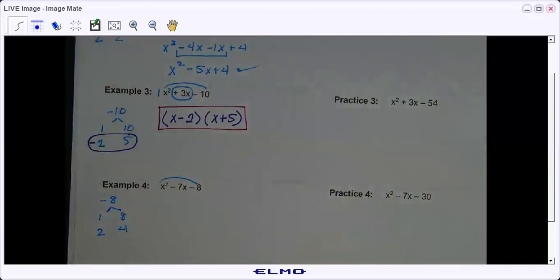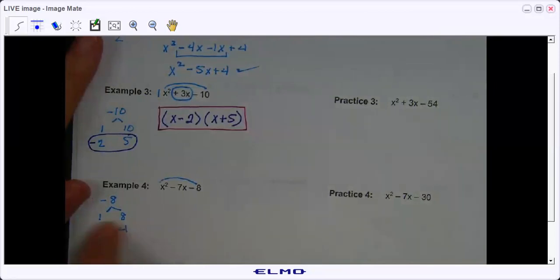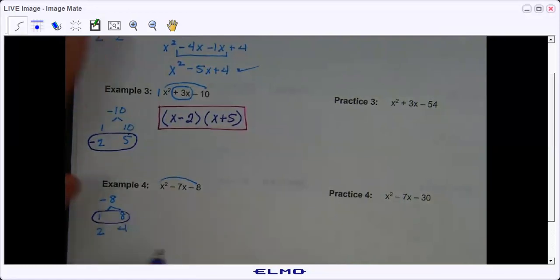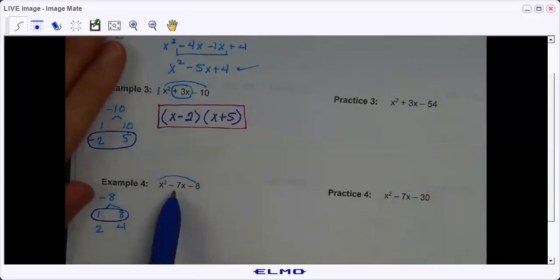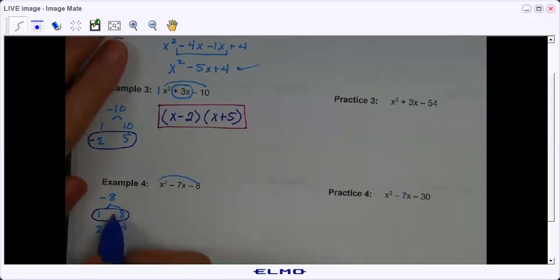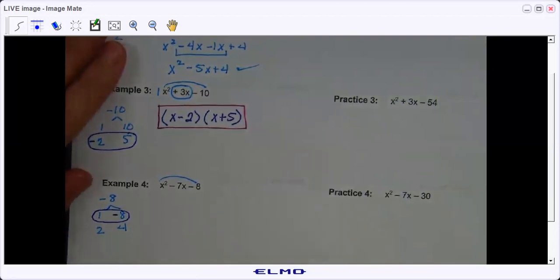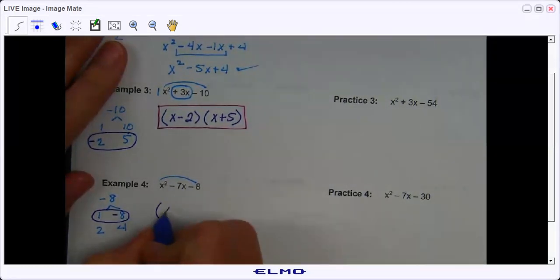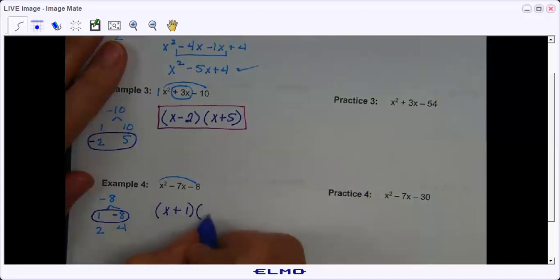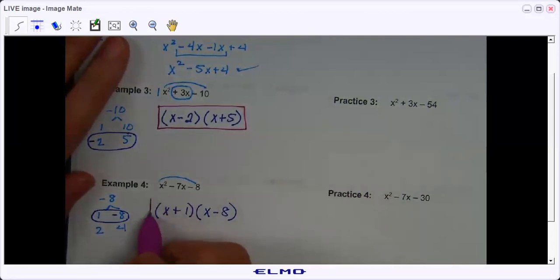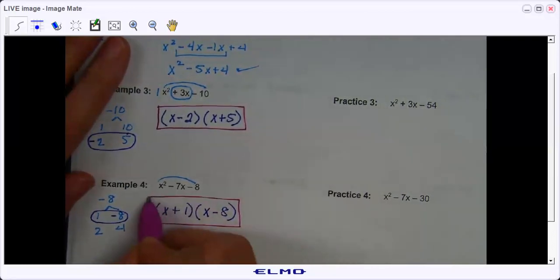So 2 and 4 will give me a 6 or a 2, positive or negative, okay? But a 1 and an 8, when I subtract them, will give me a 7. So I know it's going to be 1 and 8. And since 7 is negative, that means my larger number, my 8, has to be negative, because 1 minus 8 gives me a -7. So I'm going to plug those in. X plus 1, x minus 8. And we have factored this trinomial.